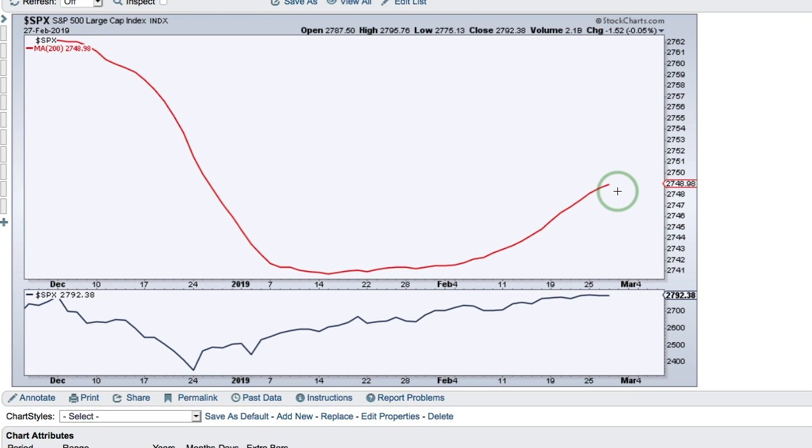So a rising 200-day moving average is also a positive. And no, I haven't tested this yet. That will be for another day. But that's just the method to see if the moving average is rising or not.